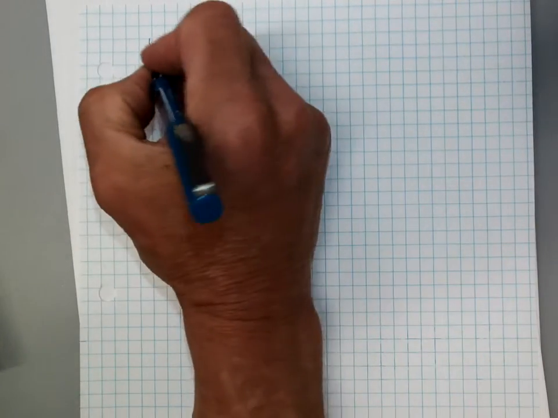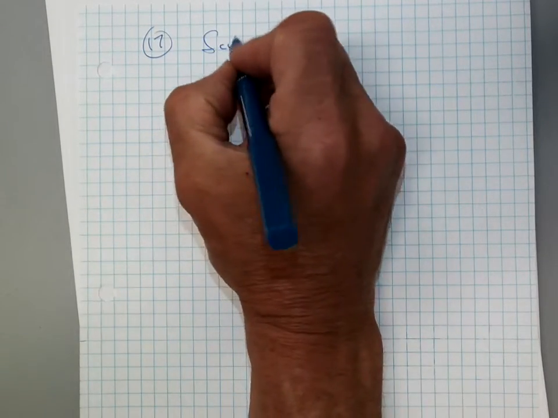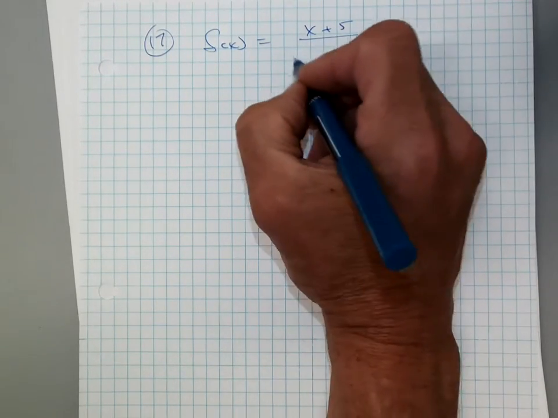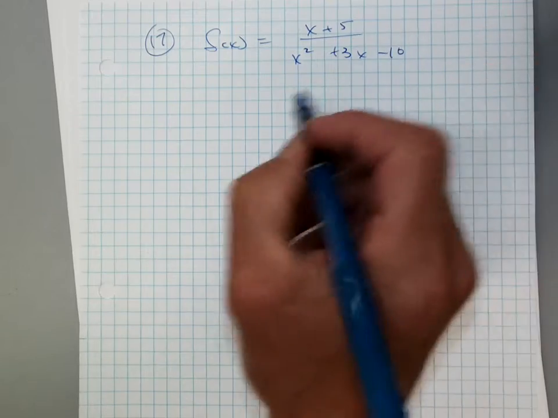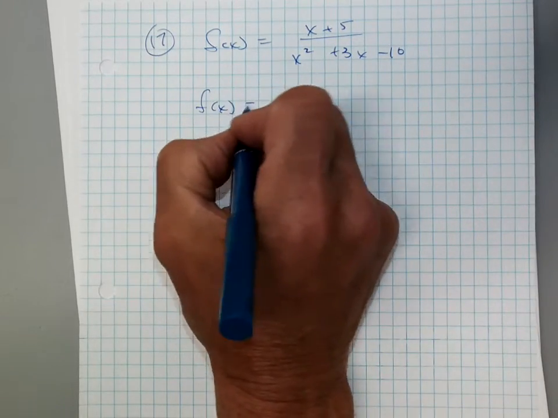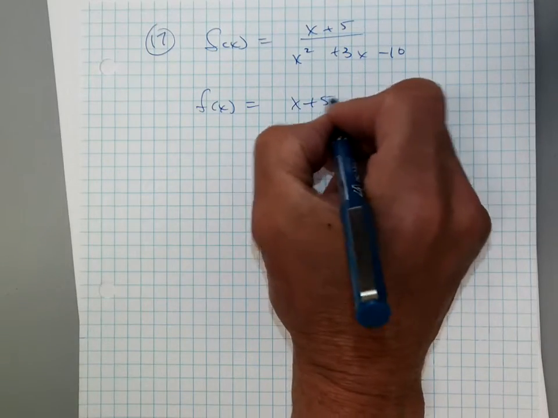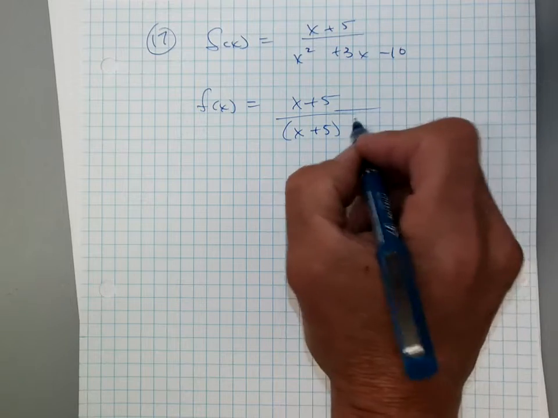Okay, number 17. All right, so I have to graph this. Before I do anything on 17, f of x is equal to x plus 5 over x squared plus 3x minus 10. So let's factor. I'm going to have an x plus 5 over an x plus 5 and an x minus 2.